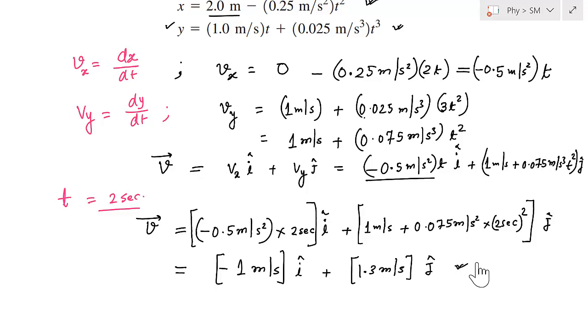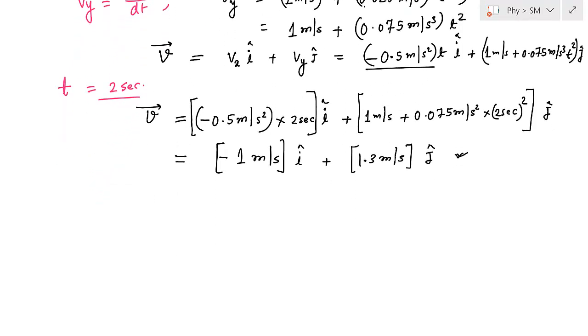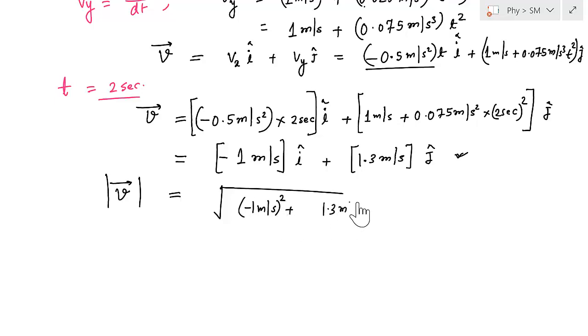So this is the instantaneous velocity vector at t equals 2 seconds. Once I know the vector, I can calculate the speed, that is the magnitude of the instantaneous velocity. This is simply the square root of the x component, that is minus 1 meter per second, squared, plus the y component, that is 1.3 meter per second, squared. If you take all this and then take the root, it comes to 1.6 meter per second. So the instantaneous speed at t equals 2 seconds is 1.6 meter per second.